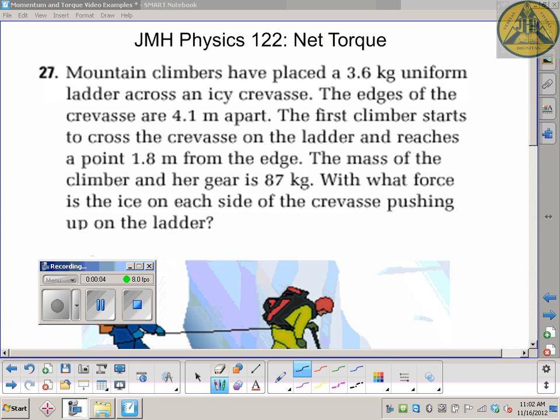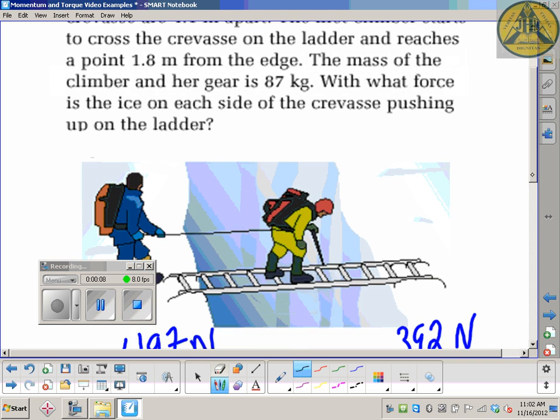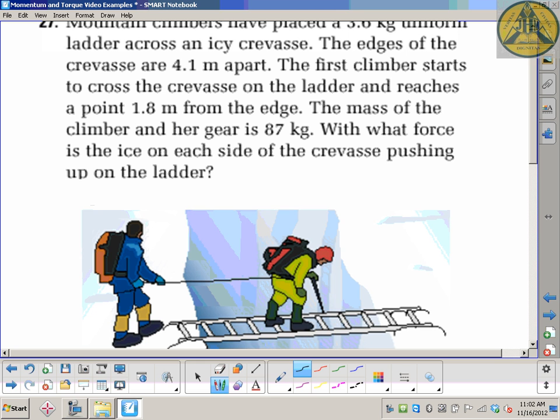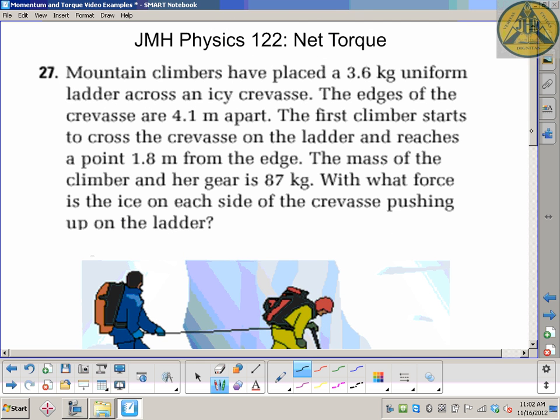Question now about net torque for grade 12 physics. It doesn't look like a torque question, but the way we're going to solve it is by incorporating our net torque relationship. So we've got two individuals that are crossing a big crevasse.